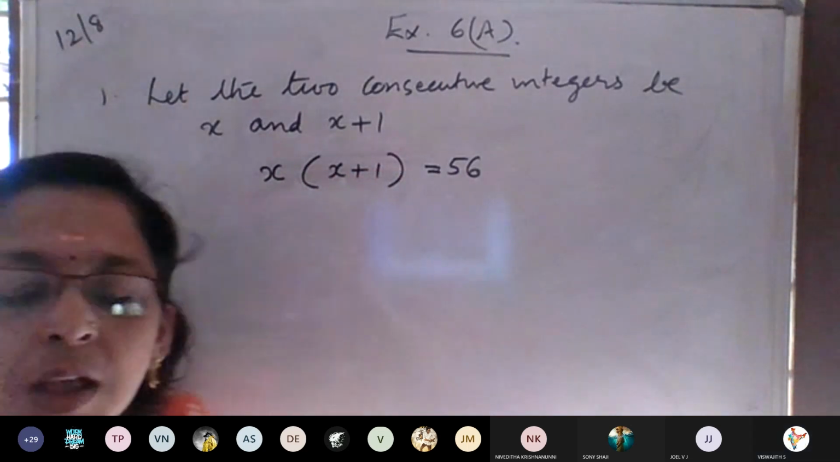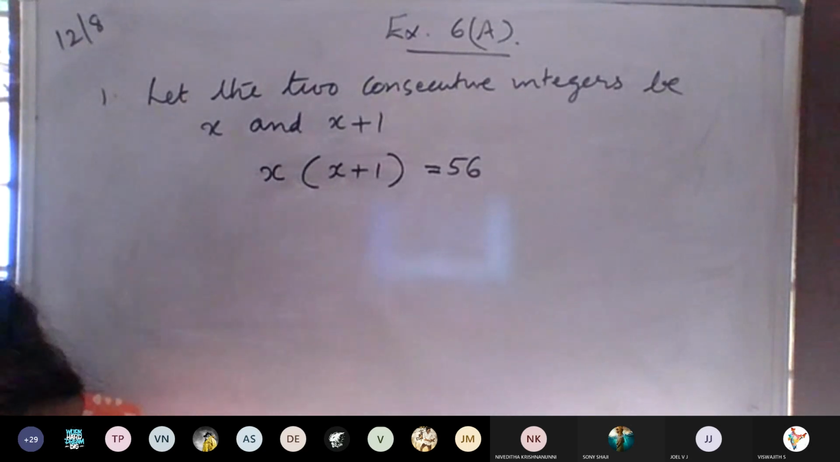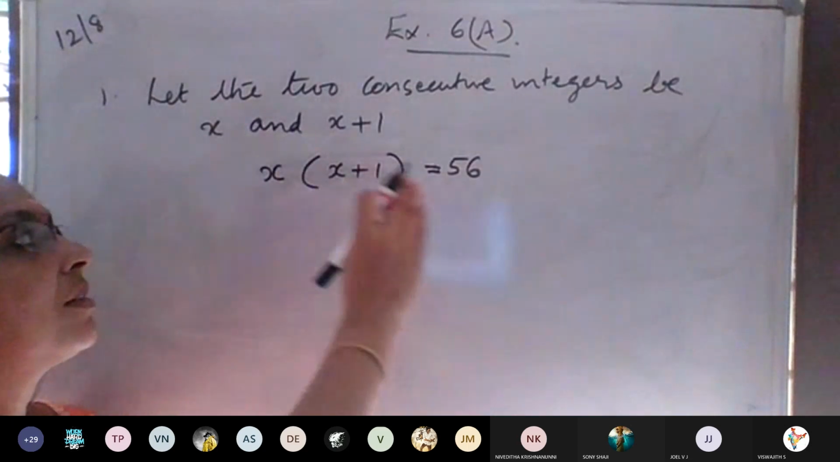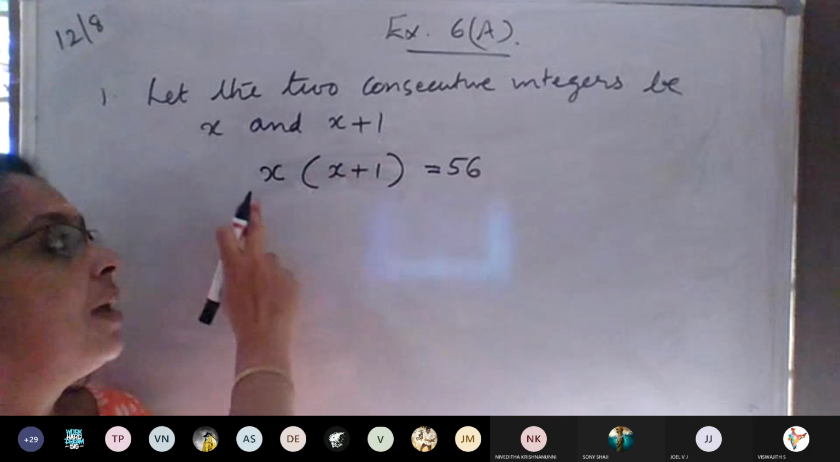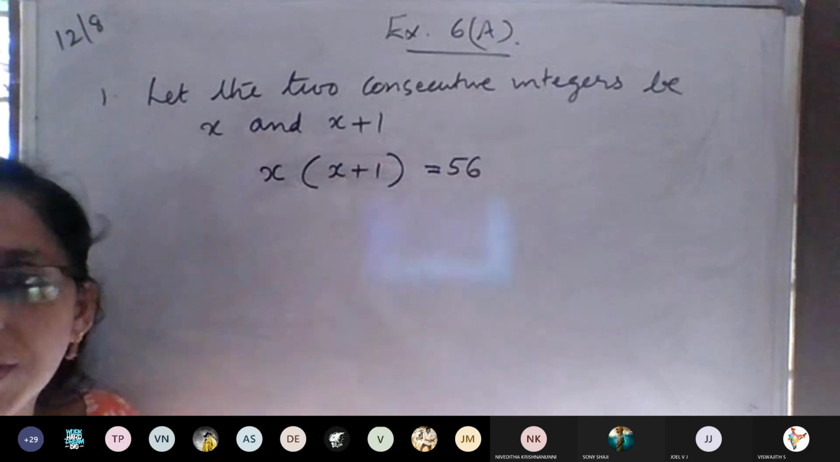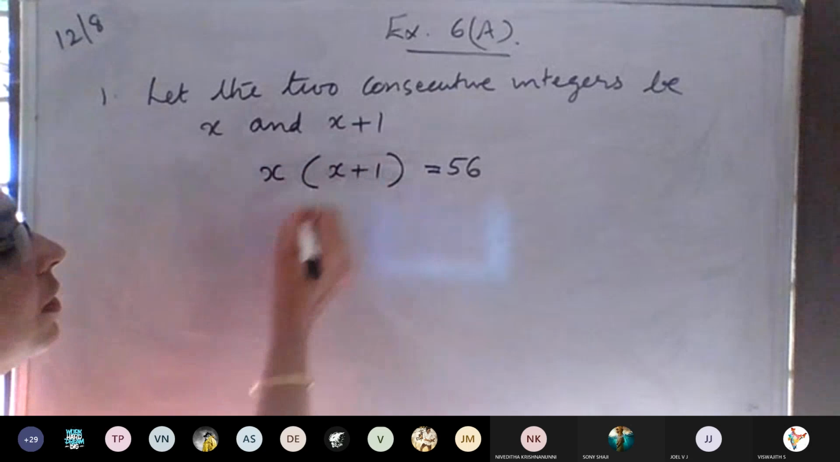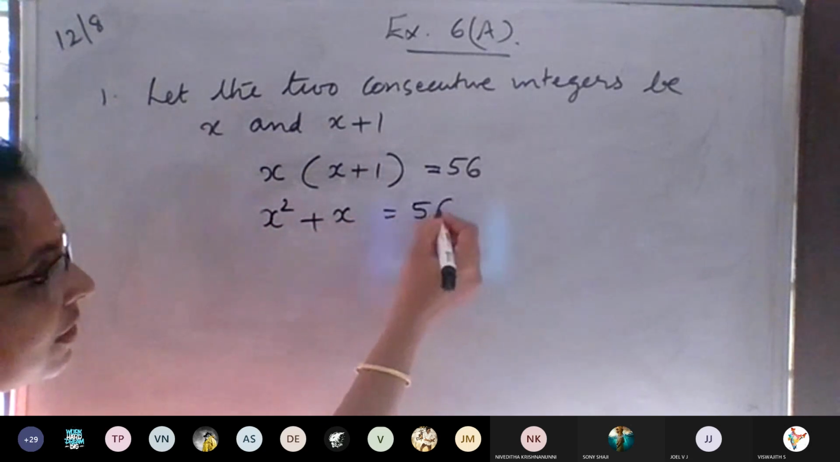Understood how to do this? Product of two consecutive integers is x and x plus 1. So let the two consecutive integers be x and x plus 1. Product is given as 56. So we can write x into x plus 1 is equal to 56. Then open the brackets, then we will get a quadratic equation. Right now, x square plus x is equal to 56.